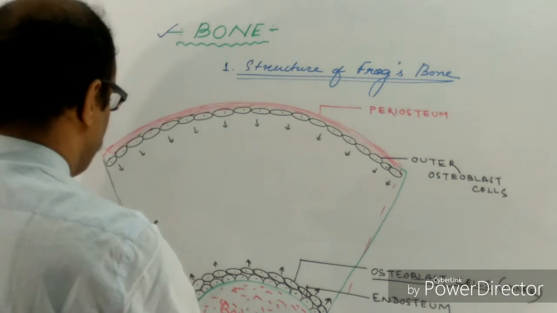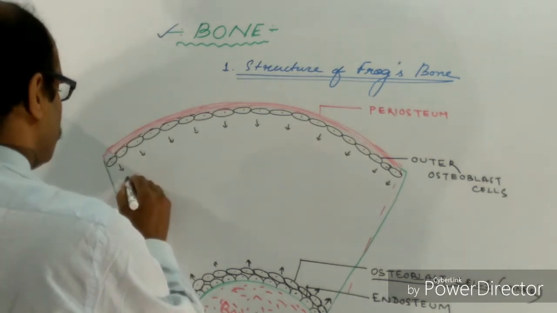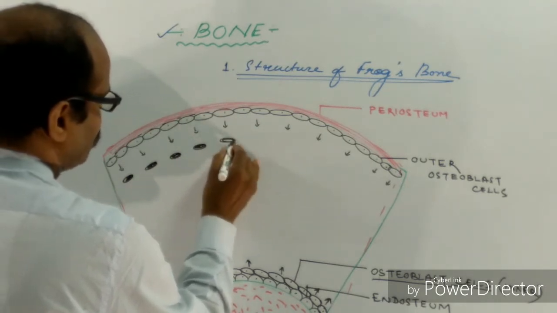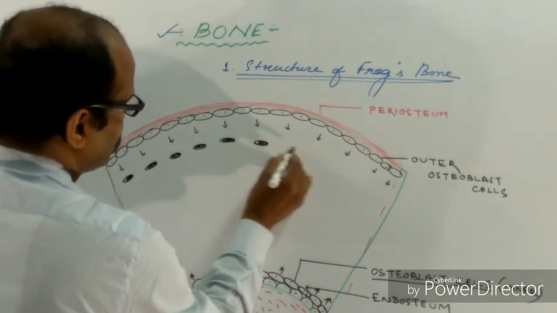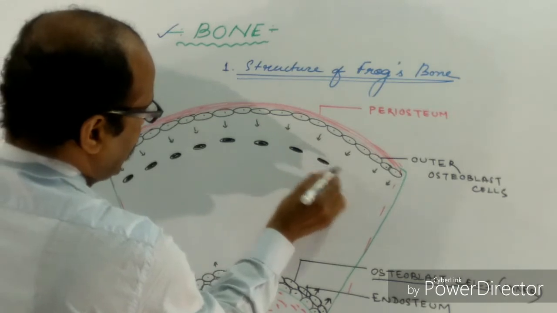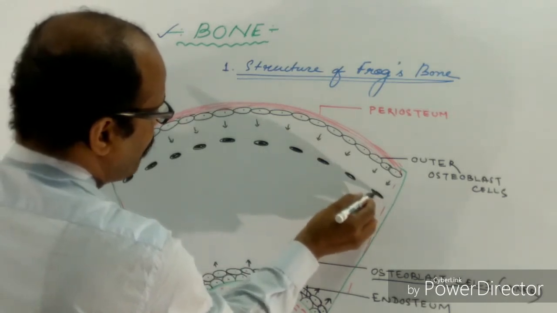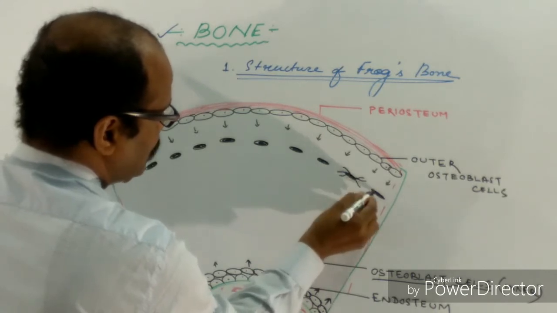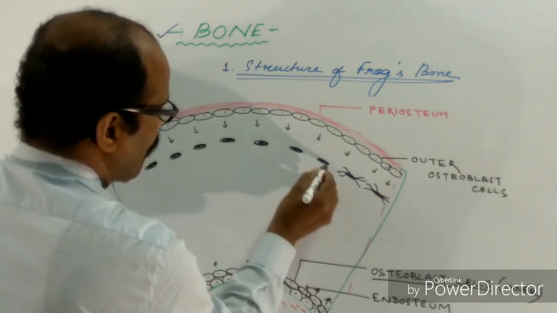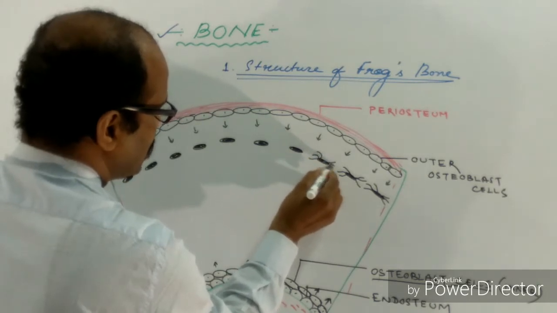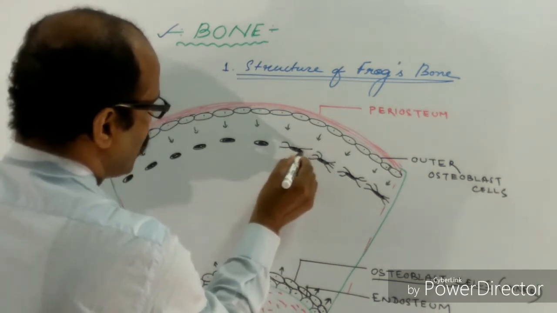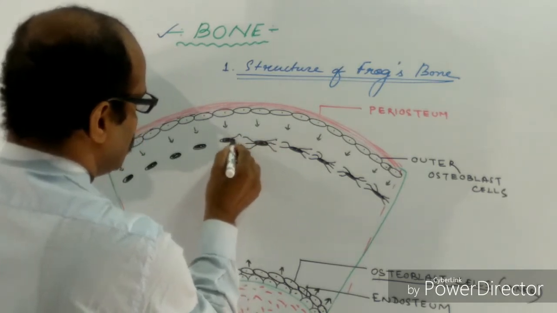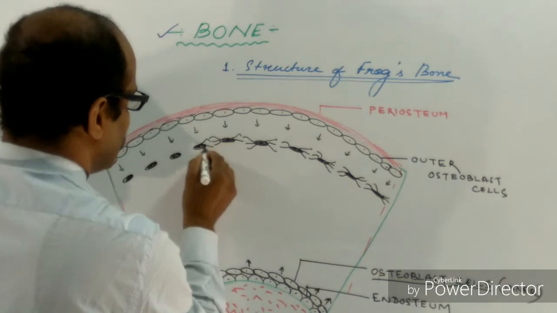Here is a very interesting thing: the osteocyte cells, those are branched cells, are present in concentric ring-like structures. They are arranged here in a concentric ring-like structure. So these are the osteocyte cells, and such cells have cytoplasmic processes.